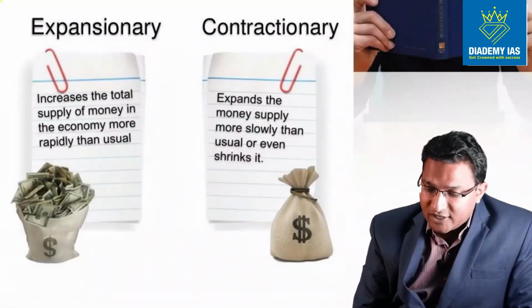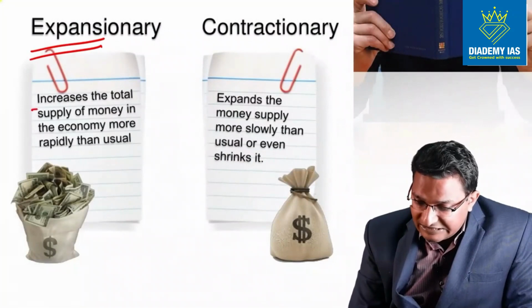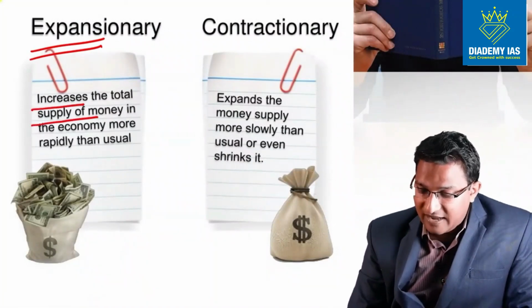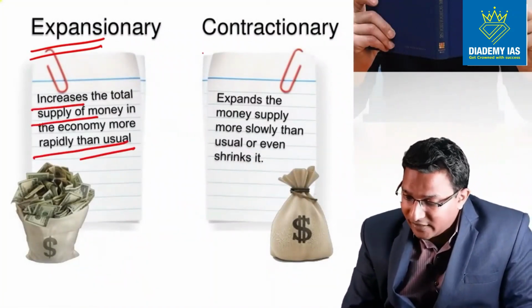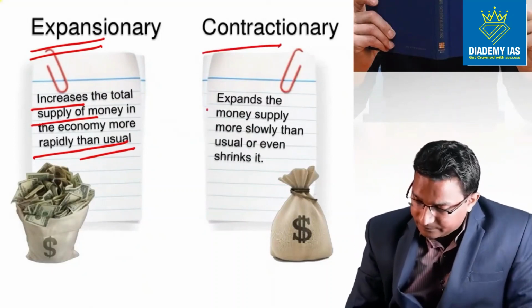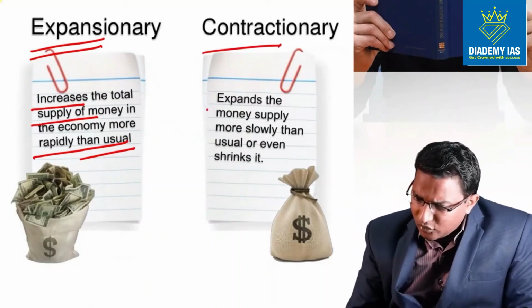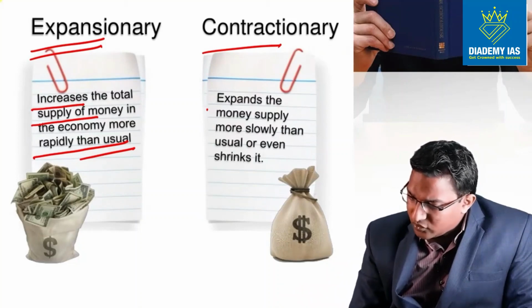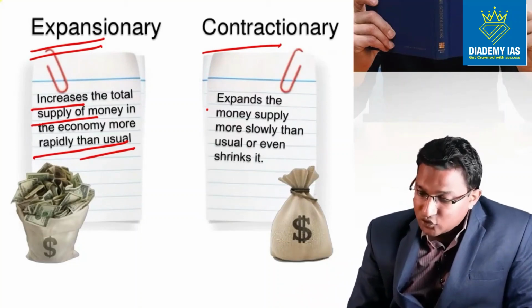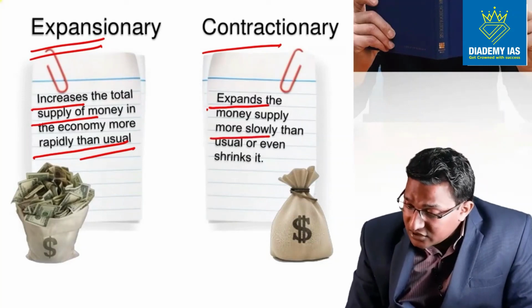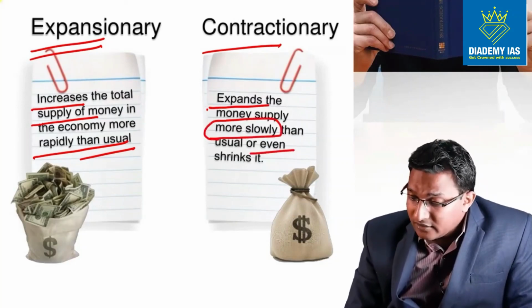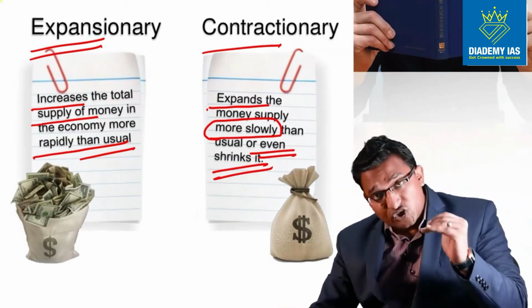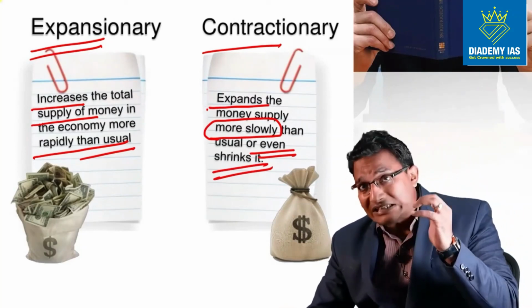So in the expansionary monetary policy, there is an increase in the total supply of money more rapidly than usual. In the contractionary, the central bank expands the money supply more slowly than usual or even shrinks it. Okay, so expansion is happening, but it is slow, right? Or it can even shrink. Even the money supply can shrink below the current level, or the growth will not be up to the high level, right?